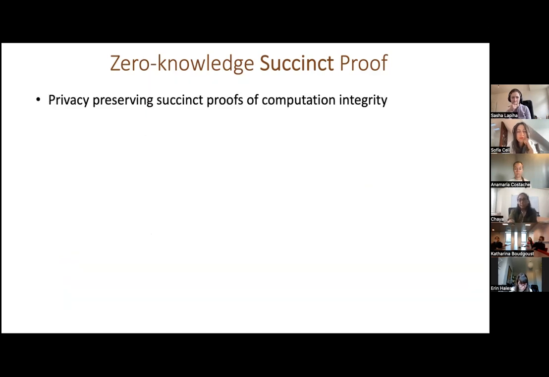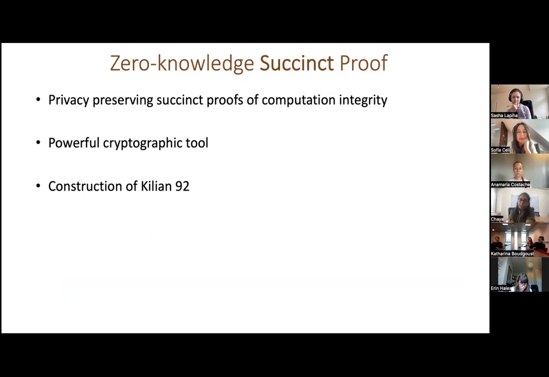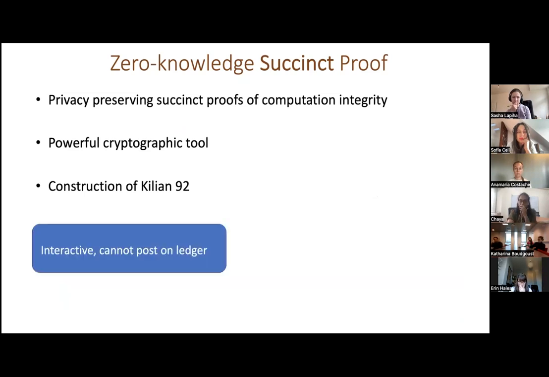Okay, so these succinct zero-knowledge proofs are a powerful cryptographic tool that allows us to construct privacy-preserving succinct proofs of computational integrity, which, as we can see, can have plenty of applications in the blockchain setting. And in '92, Kilian gave a construction of an interactive succinct proof. However, this has two disadvantages. Because this is interactive, it cannot be used for the application we started out with earlier.